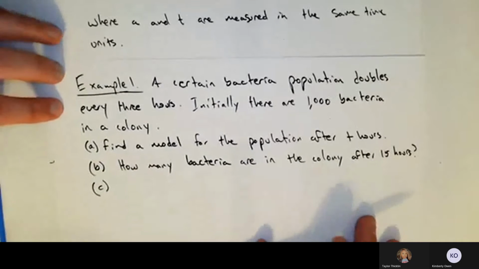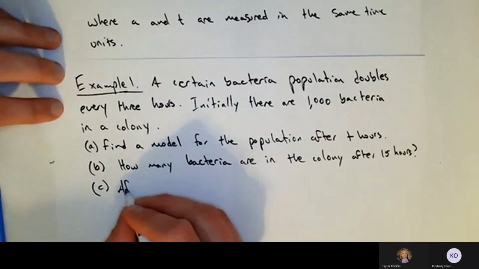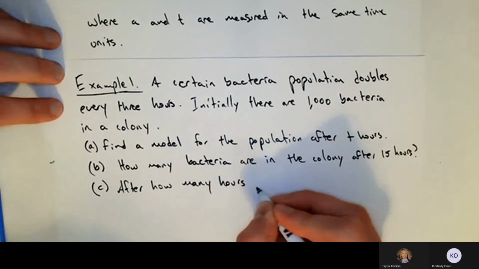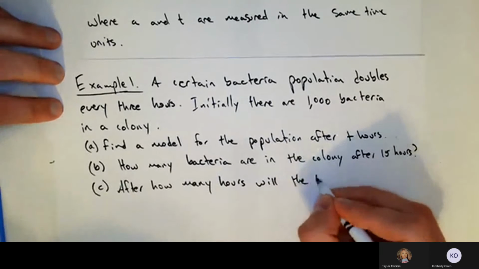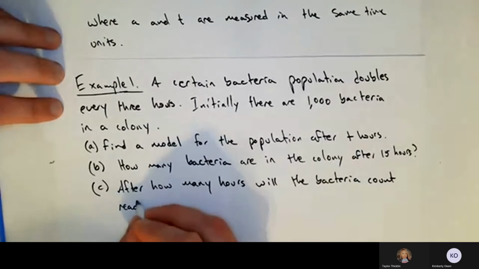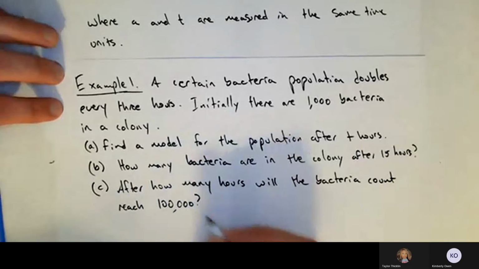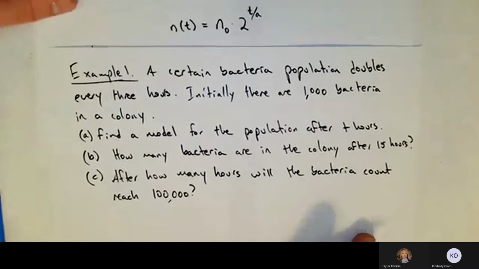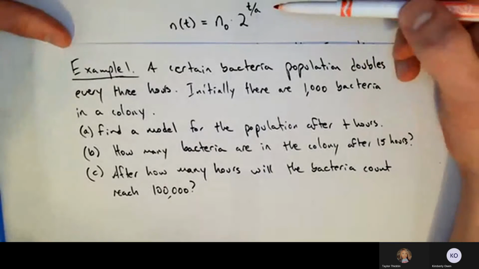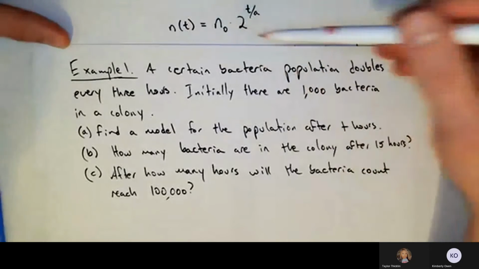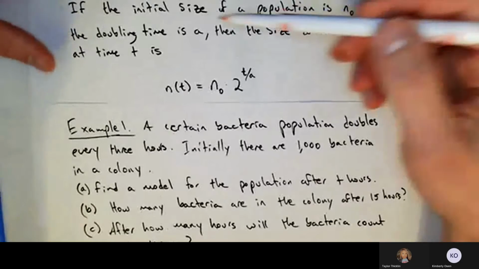Part C is going to ask us for time. After how many hours will the bacteria count reach 100,000? Okay. So we're going to use this. How do I know I should use this generic model here that I've written up here? This N of t thing. Well, because this is specifically for a population that is doubling.